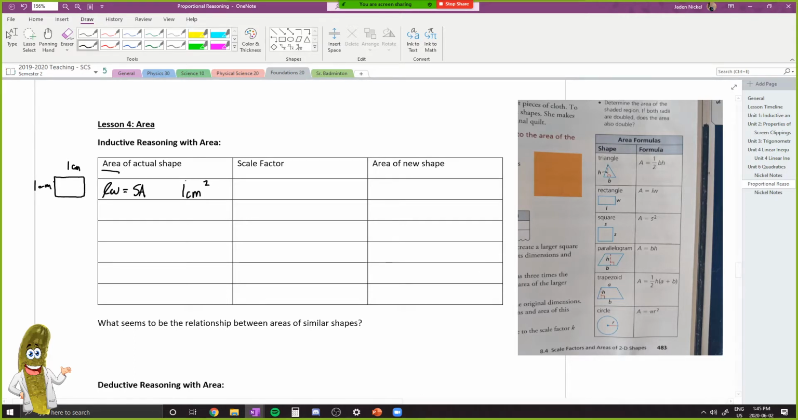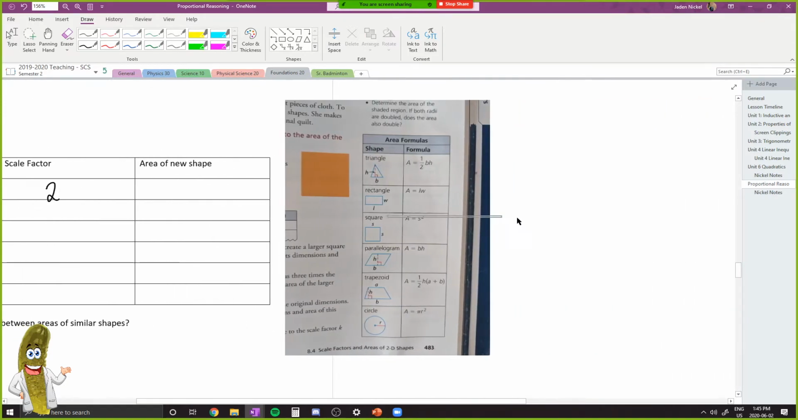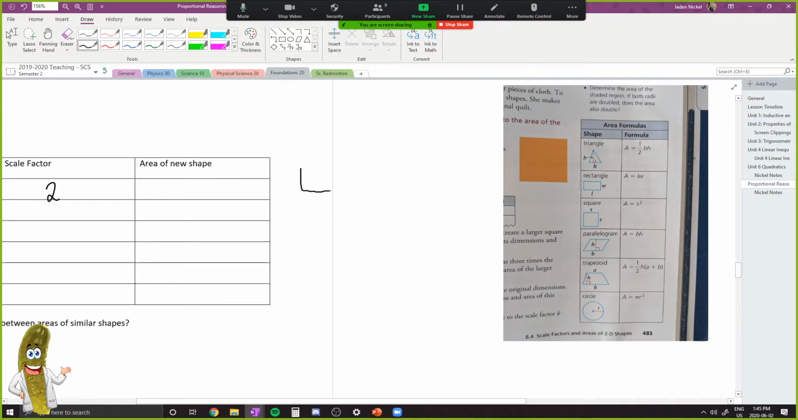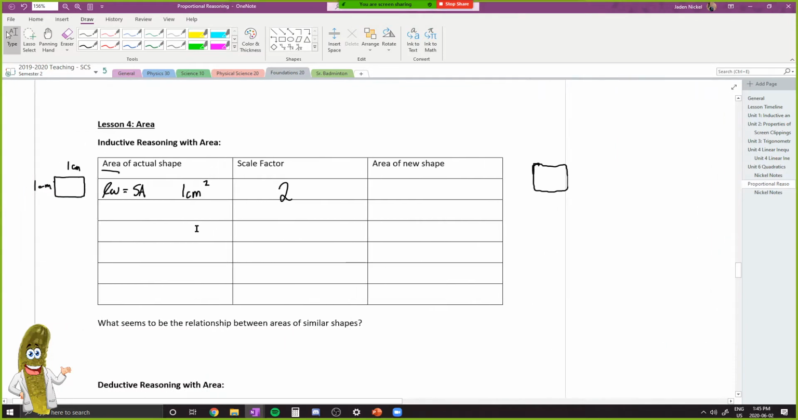Let's say that I wanted to scale that up 2 times. Let's say that I wanted a square that was twice as big. What that would then have to look like is, when I draw my new square, I'll have to change both of the side lengths by that scale factor of 2. So if the width here was previously 1 centimeter and I wanted to have a scale factor of 2, 1 times 2 would be 2 centimeters. And the same could be said then for the length as well, that would also be 2 centimeters.